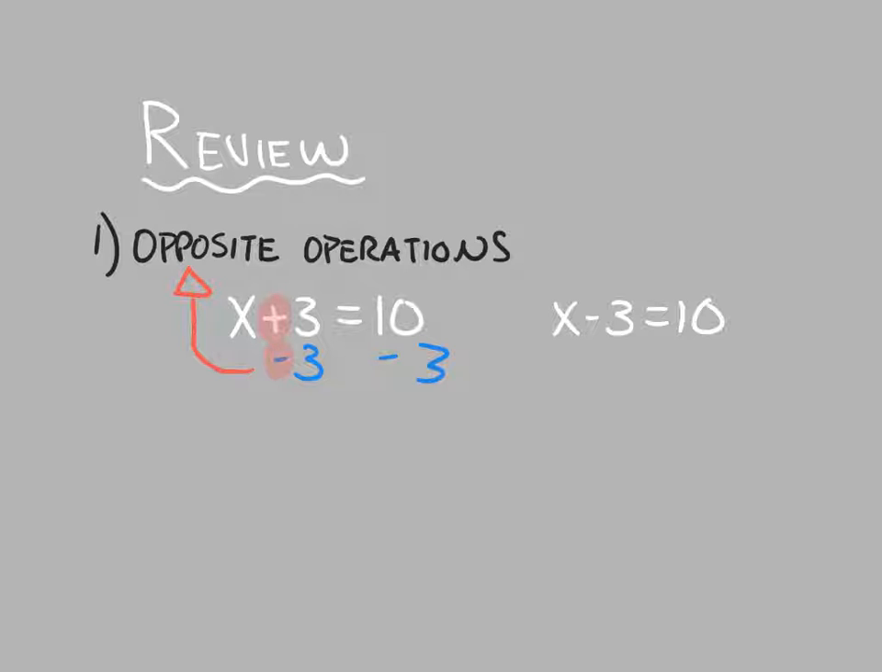And if we have x minus 3 equals 10, we're going to add a 3 to both sides because our minus and our plus signs are opposite operations.